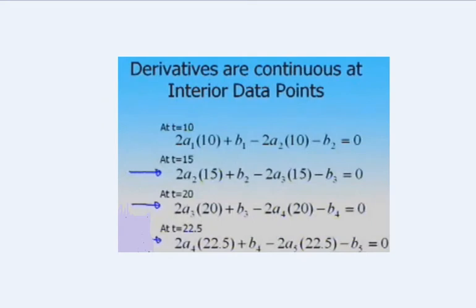This equation becomes the 11th, and similarly we're going to equate a2 and a3 at t equal to 15, because they are equal at t equal to 15, and a3 and a4 are equal at t equal to 20, and a4 and a5 are equal at t equal to 22.5. So the previous 10 equations and these 4 equations make it 14. We still need one more equation.